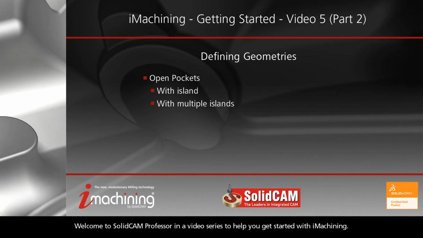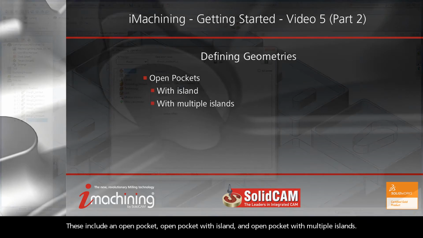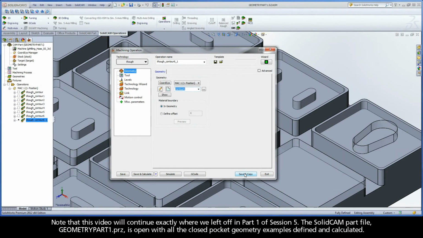Welcome to SolidCAM Professor, a video series to help you get started with iMachining. This video is part 2 of session 5, and we will define examples of open pocket geometries. These include an open pocket with island, and an open pocket with multiple islands. Note that this video will continue exactly where we left off in part 1 of session 5.